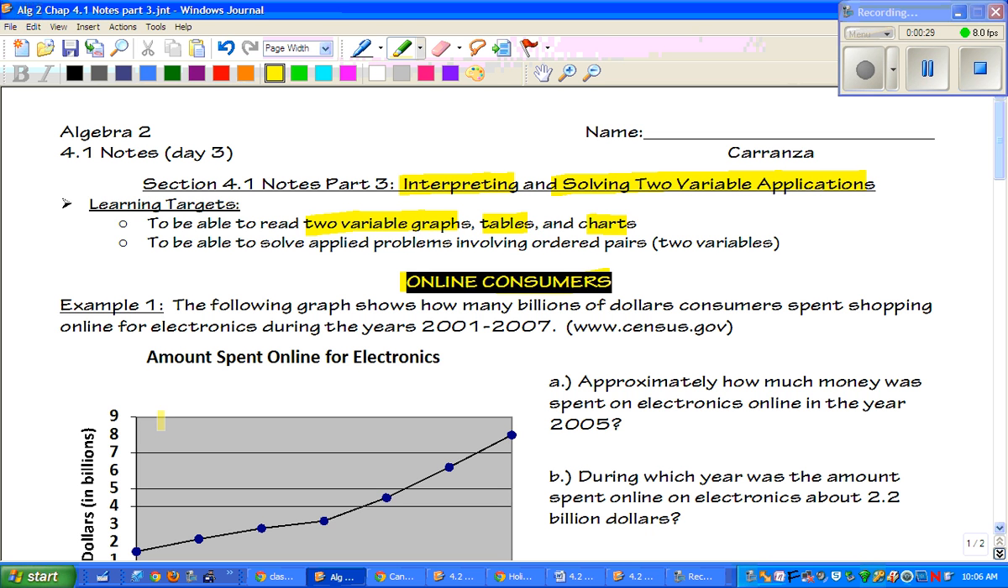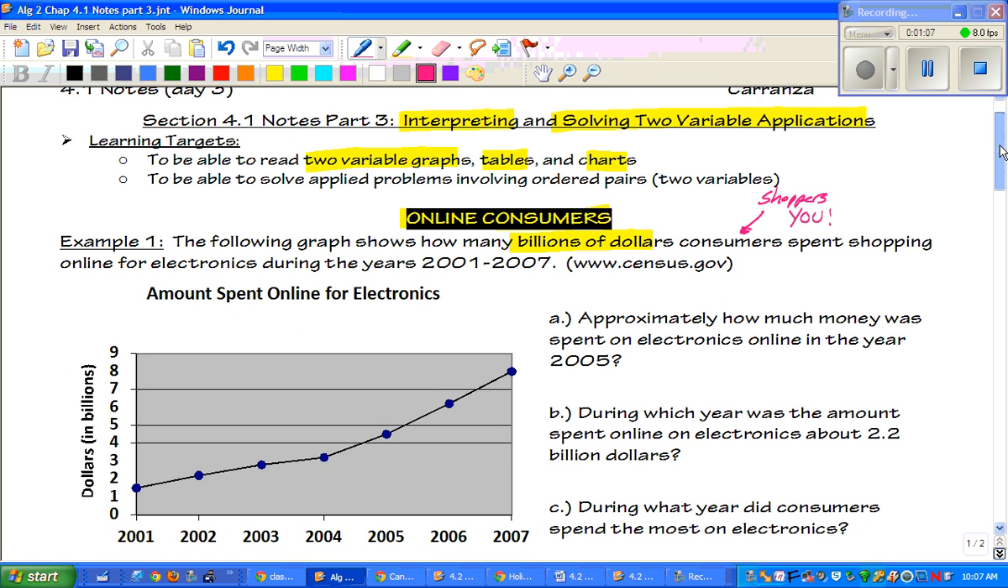The first thing we're talking about is online consumers. In example 1, it says the following graph shows how many billions of dollars consumers spent shopping online for electronics during the years 2001 to 2007. Now, consumers, okay? Do you guys know what consumers are? If you shop for something, you're considered a consumer. If you go to Best Buy and you buy something, you're a consumer, okay? So consumers are shoppers, aka you. Okay, so let's go ahead and take a look at what these say.